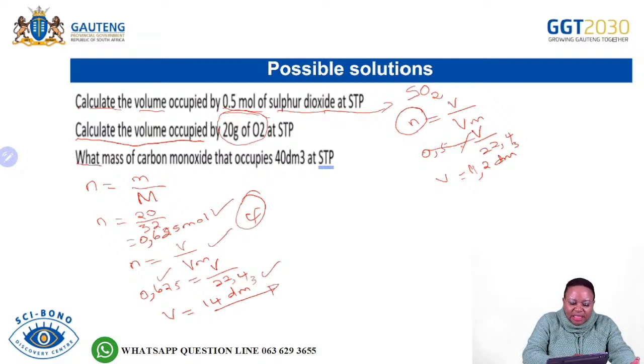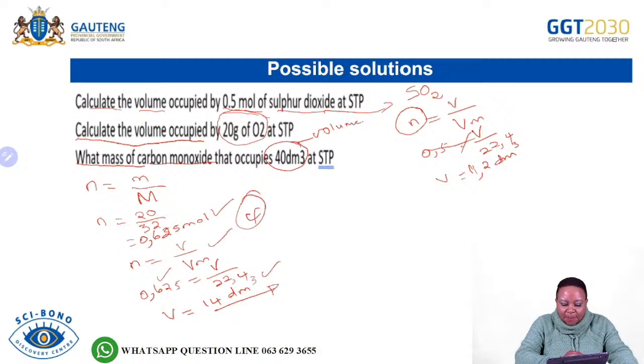The last one says calculate the mass of carbon monoxide when it occupies 40 cubic decimeters at STP. Now the volume is provided to you as part of the data, and you know that 22,4 is our molar volume at STP. Now they want you to calculate the mass. How are we going to get the mass? We can only get the mass if we know the number of moles.